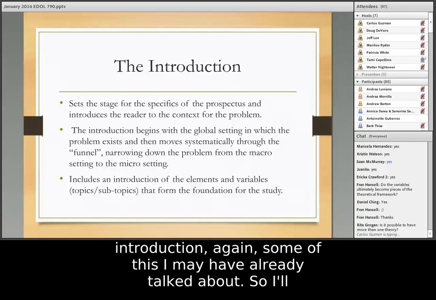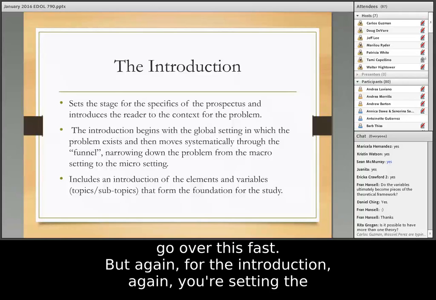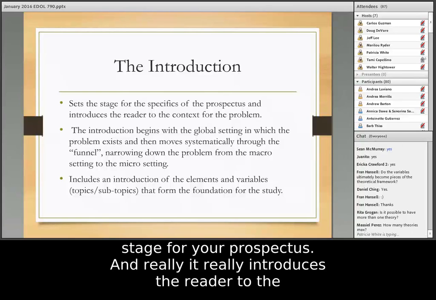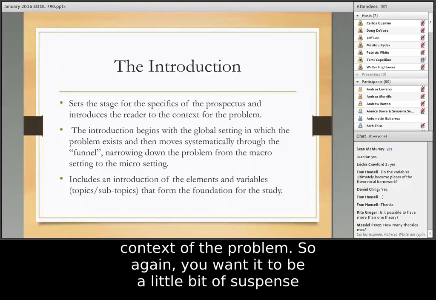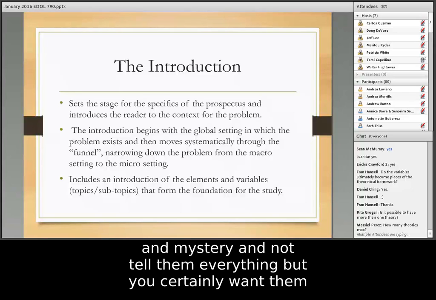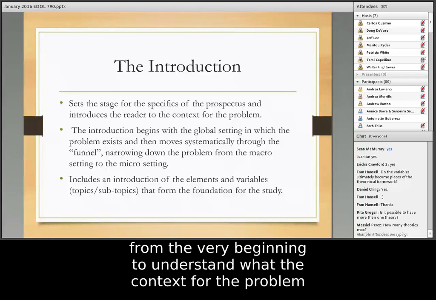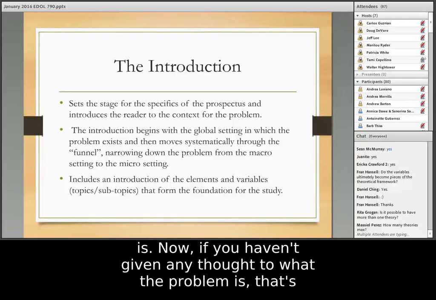Okay, so the introduction, some of this I may have already talked about, so I'll go over this fast. For the introduction, you're setting the stage for your prospectus and really introducing the reader to the context of the problem. So you want a little bit of suspense and mystery and not tell them everything, but you certainly want them from the very beginning to understand what the context for the problem is.